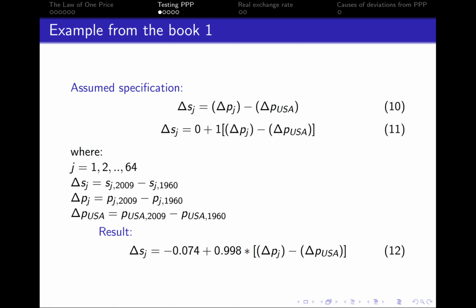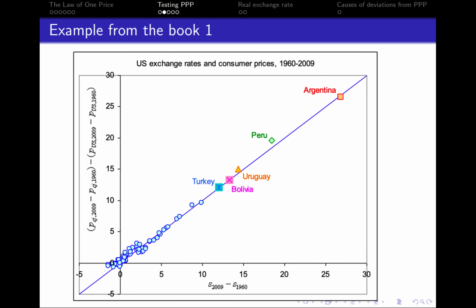So what we see from this simple example is that within the period of 50 years, purchasing power parity, relative purchasing power parity holds remarkably well. Okay, now let's also see this on the graph.